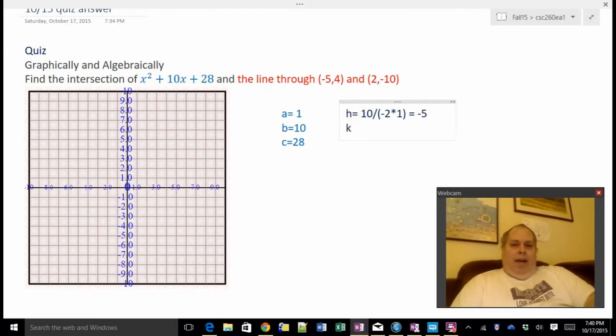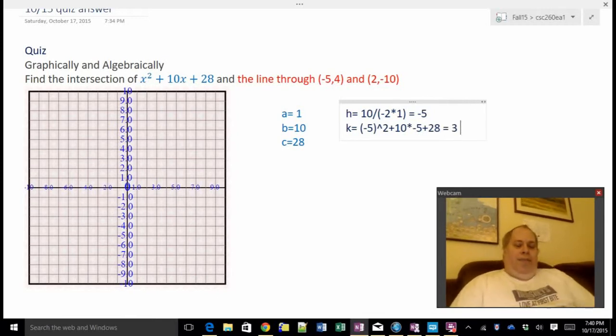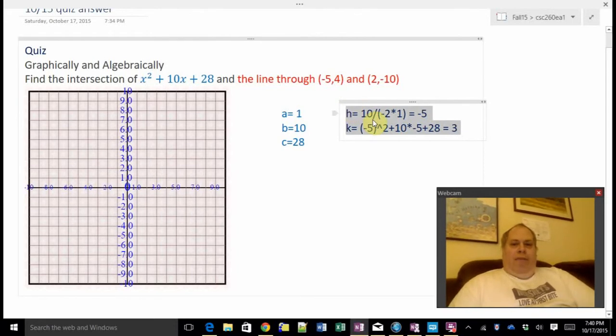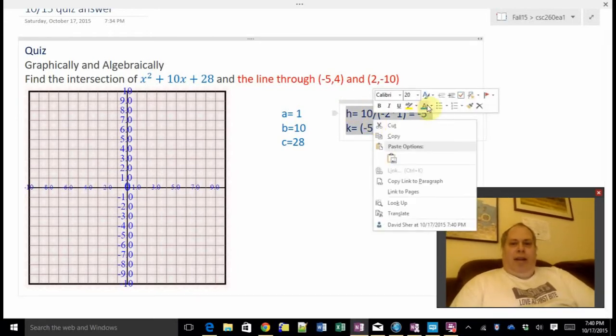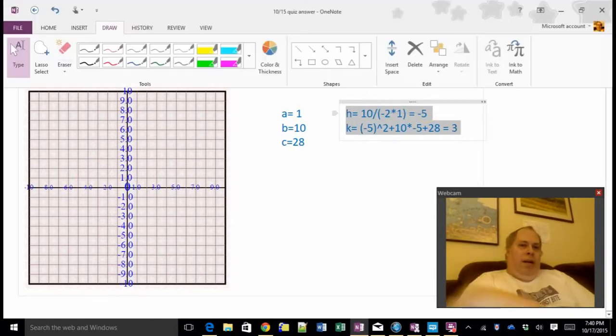And K, we plug it back into the formula. So K is equal to, parenthesize, always parenthesize before you exponentiate, especially negative numbers, (-5) squared plus 10 times negative 5 plus 28, which is going to equal 3. So that tells me that my quadratic has its vertex at (-5, 3). So that's the first point I'm going to drop on this guy.